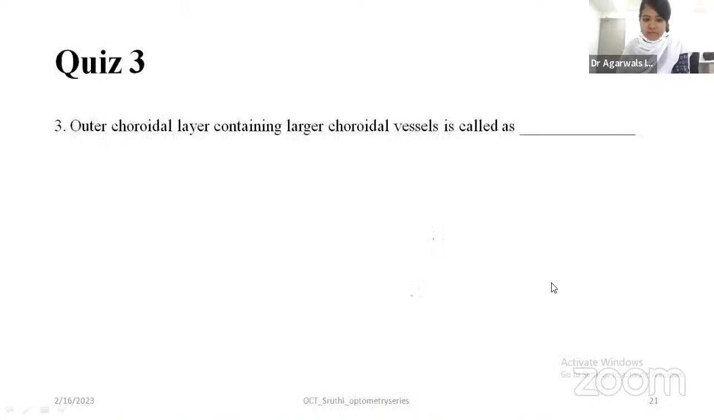Quiz number 3. From the previous slide, try to answer what the outer choroidal layer containing larger choroidal blood vessels is called.